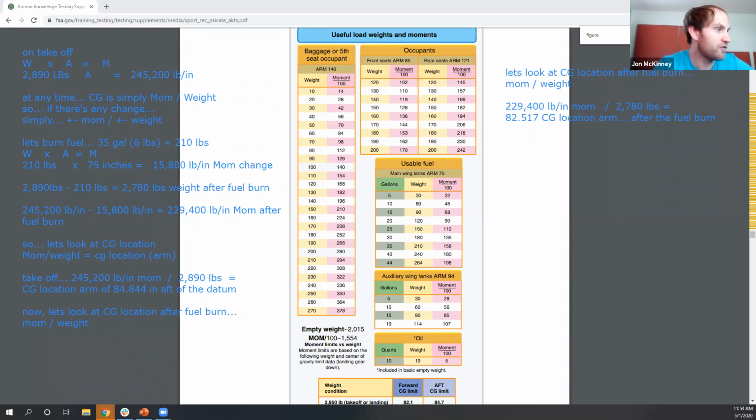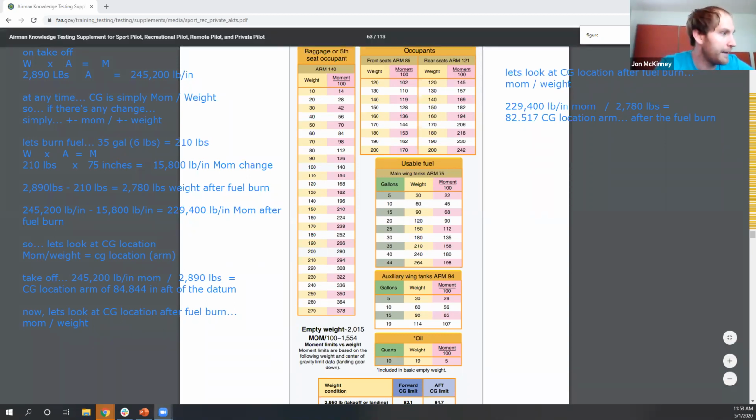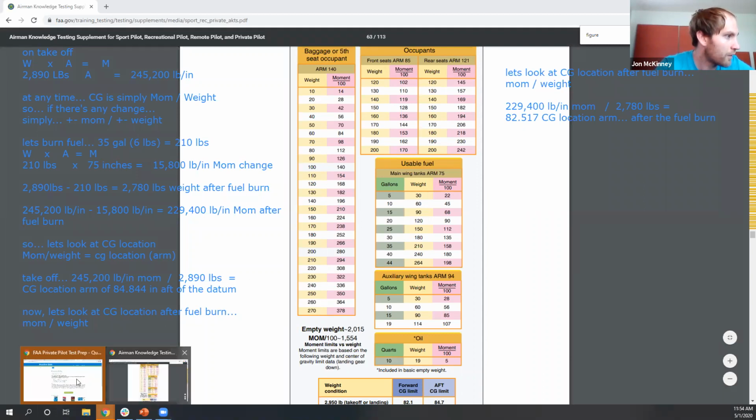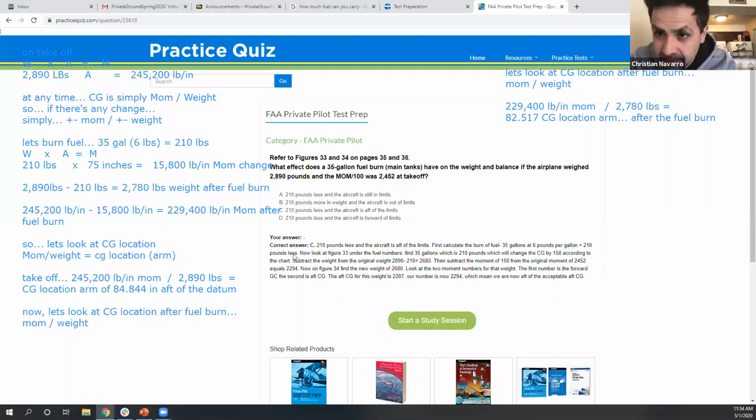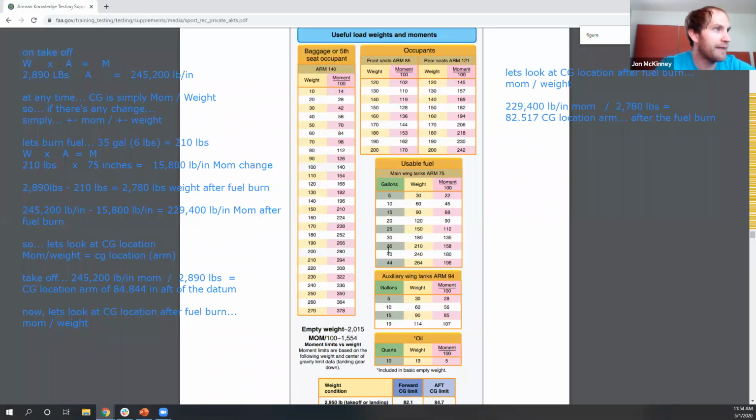I can't even remember the question anymore. So I need to get back to my mouse, go over here and click the question. Oh, it's a little more tricky. Now what it says is, what's the effect? Am I still within limits? Am I out of limits? Is it aft of limits? Is it forward of limits? This particular question is going to be answered by scrolling down to the next figure.